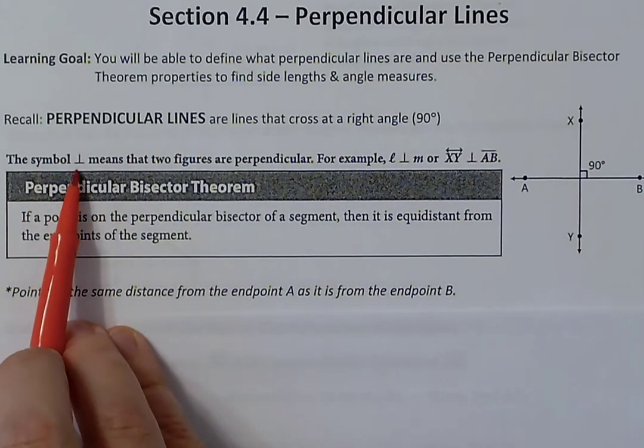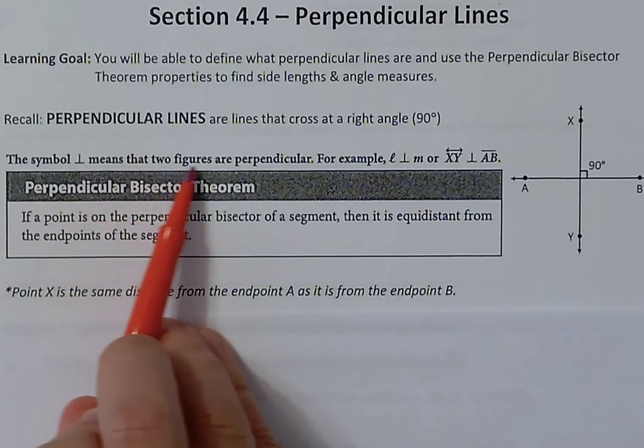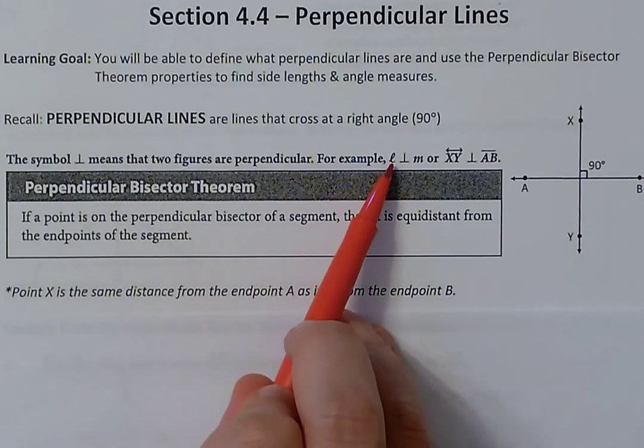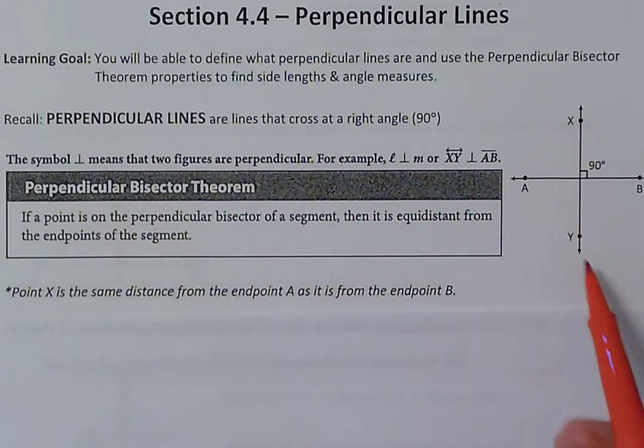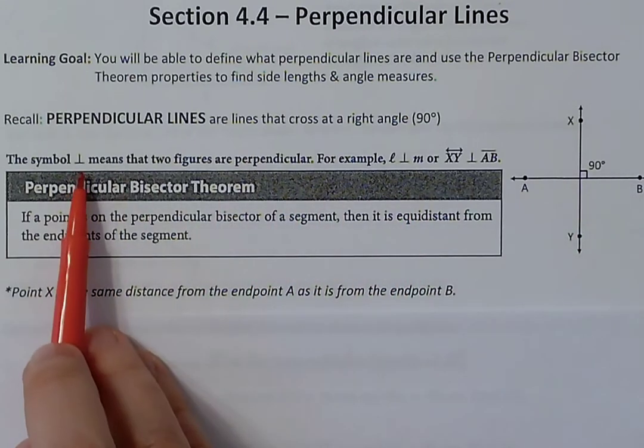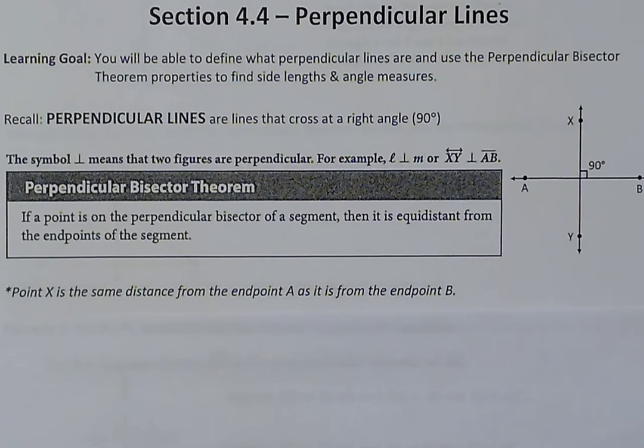The symbol, and it looks like an upside down capital T, means that two figures are perpendicular. For example, L is perpendicular to M, or XY is perpendicular to AB. So anytime you see this upside down T, that represents that the two lines are perpendicular. So perpendicular lines cross at 90 degrees. Keep that in mind for when we get to the back of our notes, and specifically example 3.